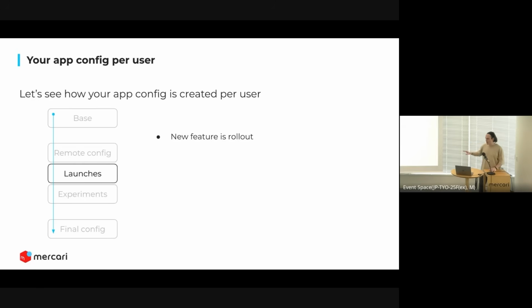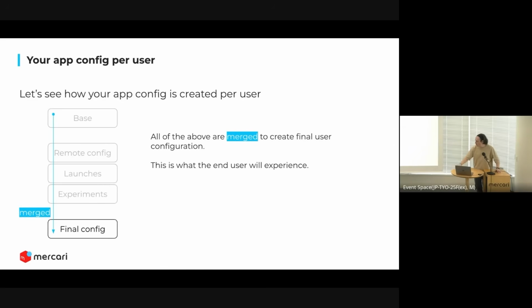The next step is launches. These are new features in rollout. We'll talk about it more later. And then come experiments. They are applied afterwards, and experiments usually run on smaller traffic. So imagine you have config that defines default experience. Then there are launches that define currently new features being rolled out, right? And then small portions of experiments are applied on top. And when we combine all of the above, we create the final configuration that your application will be working with, right? And that configuration will basically define the experience of the end user.